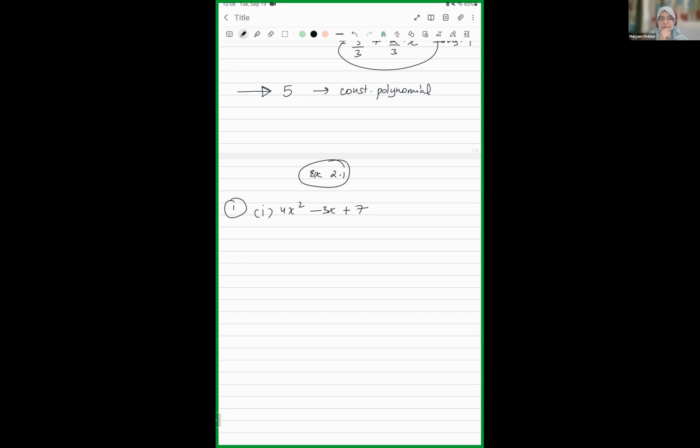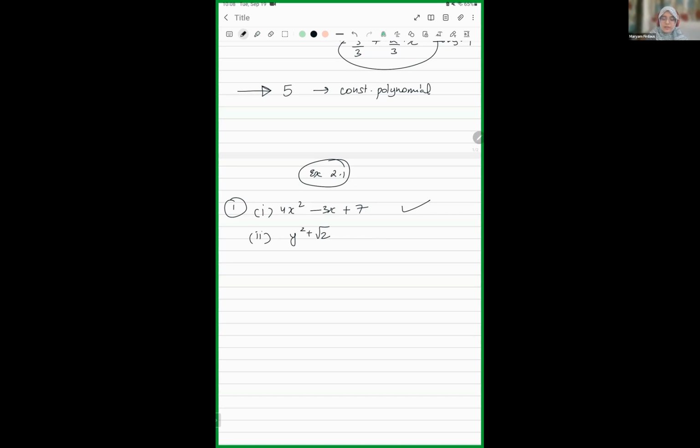Found it, Abdul Jabbar? Yes, ma'am, it is a polynomial in one variable. Okay. Number 2, y square plus root 2. Avni, is it a polynomial in one variable? No, it's not a polynomial. Why not? The reason is because it has root 2.